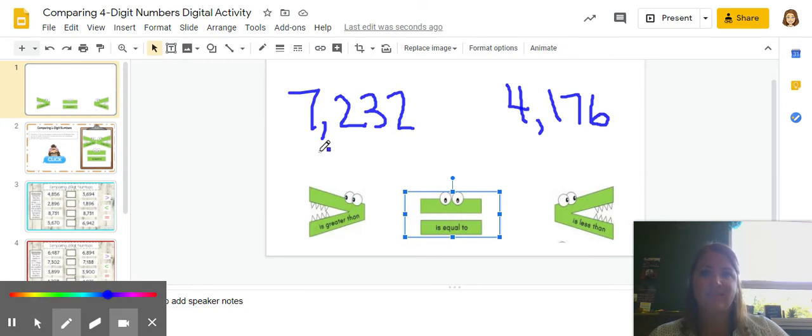Okay, we have 7,232 and 4,176. Go ahead and put the symbol on your board that you believe goes in between, remembering that Senior Munching Mouth, he always has his mouth open to the biggest number. Do that now. Press play when you're ready.